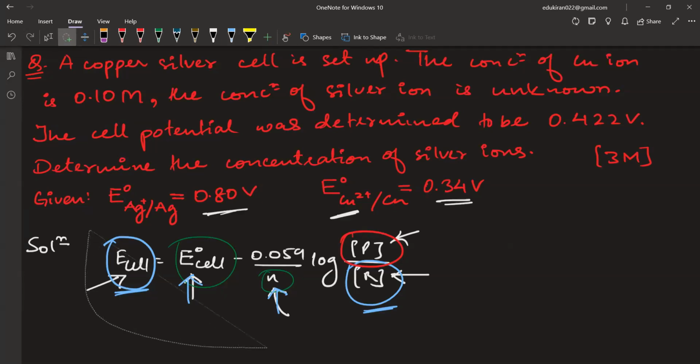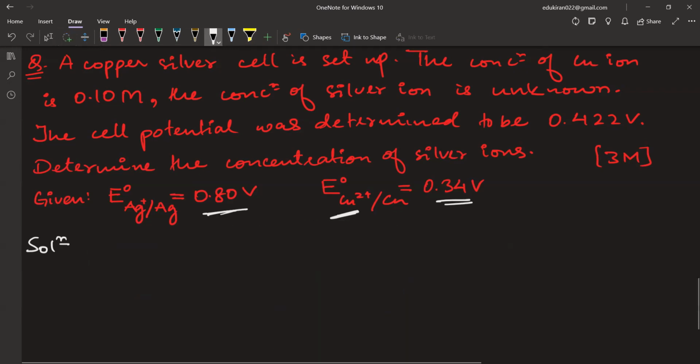Let us start. First of all, we will start with the E naught cell. What do we need for E naught cell? First of all, we will make the cell. So how do we make the cell? Anode, bridge, and cathode. So what will be in anode? Tell me.